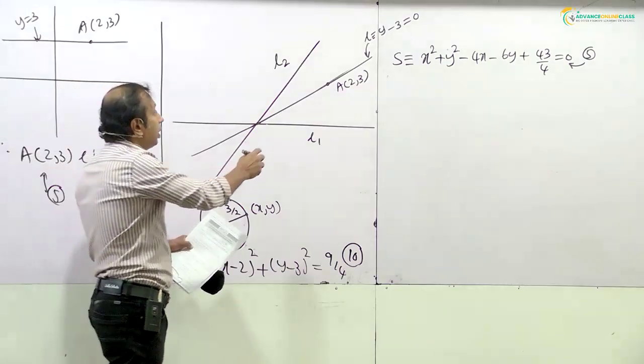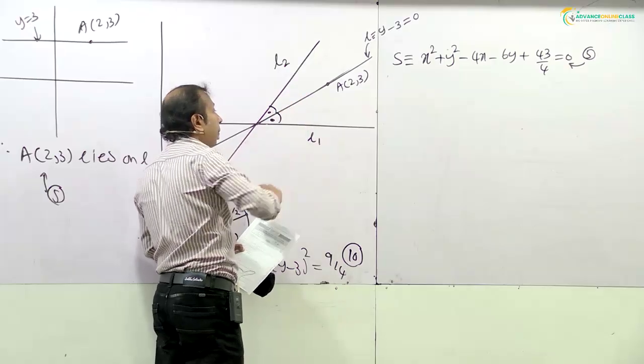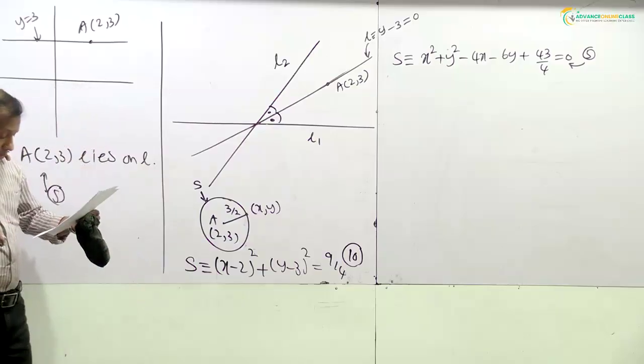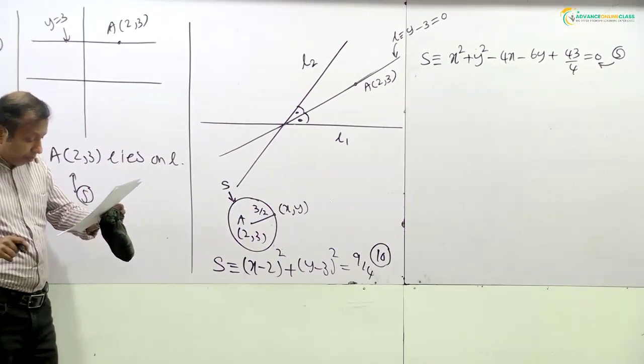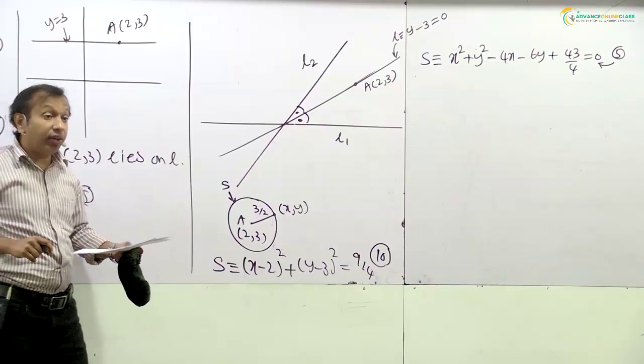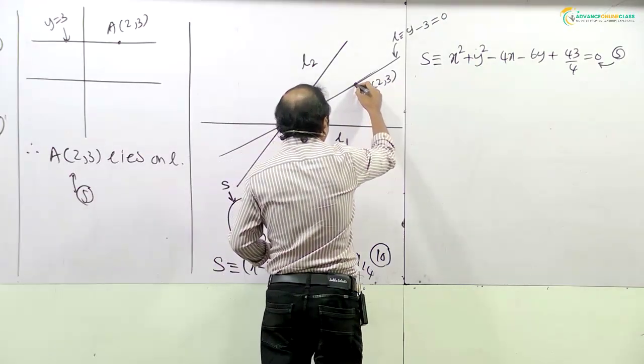This is a bisector. This line L is the bisector. This and this being equal. This is the acute angle bisector, this L. Now I'm asking what? Next one asking. Find the perpendicular distance from the point A to the line L1 equals 0. This distance I am asking to find.